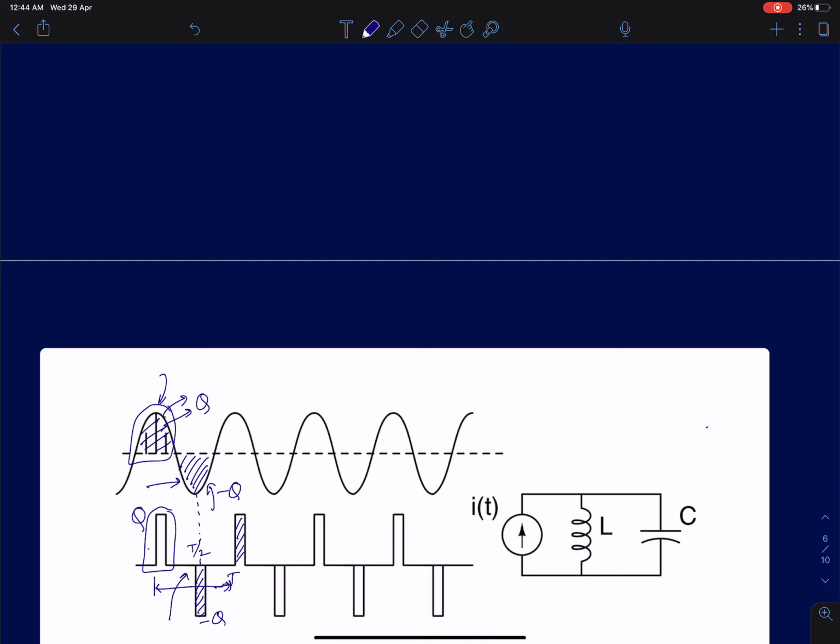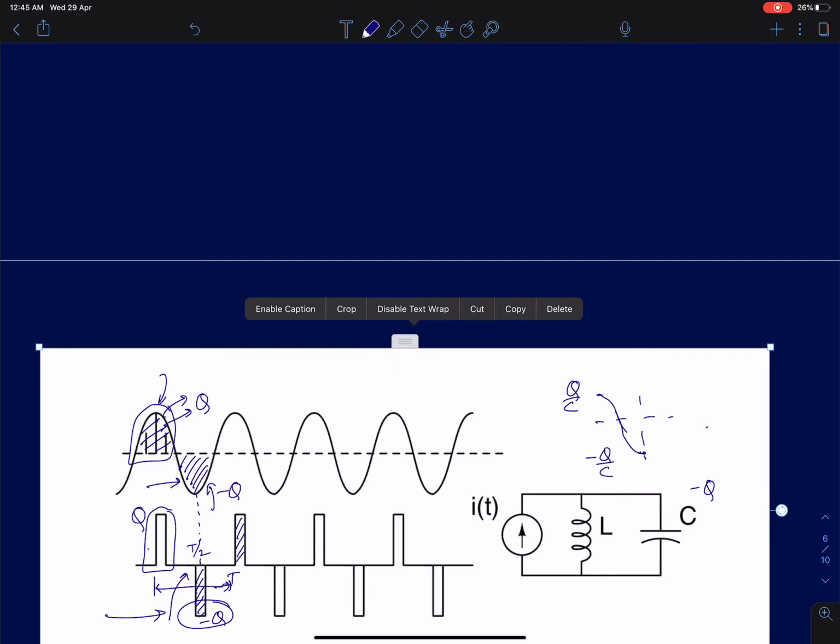In the first half cycle, the capacitor gets a charge of Q by C. So it's going to oscillate for one half cycle. And at the end of one half cycle, the capacitor voltage is going to be minus Q by C. It's going to store a charge of minus Q. At that point, you are going to deliver a charge of minus Q to the system. So the net charge is going to become minus Q plus minus Q, which is minus 2Q, and the voltage is going to become minus 2Q by C.